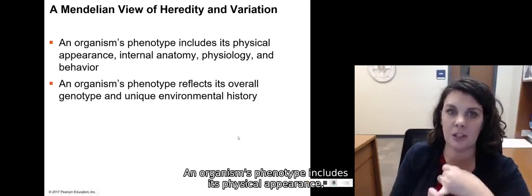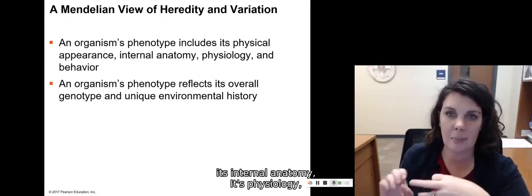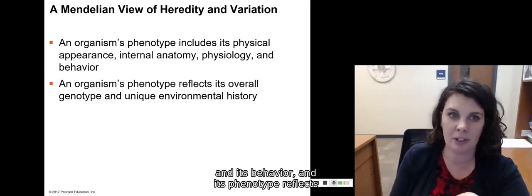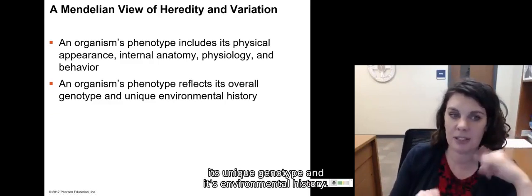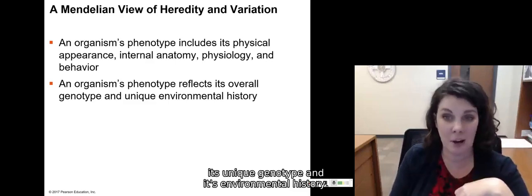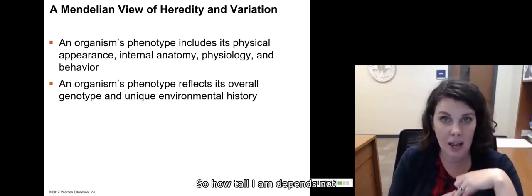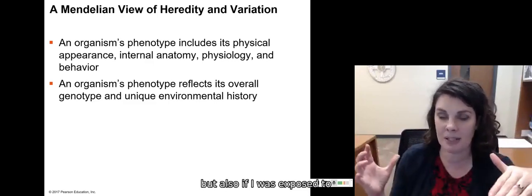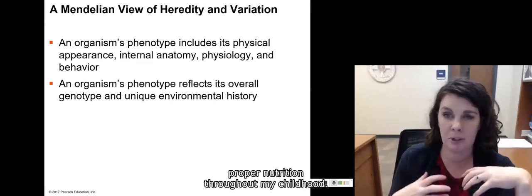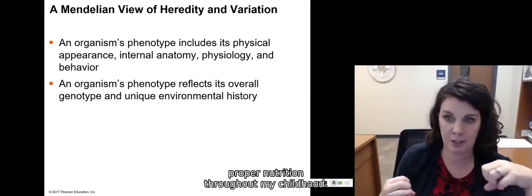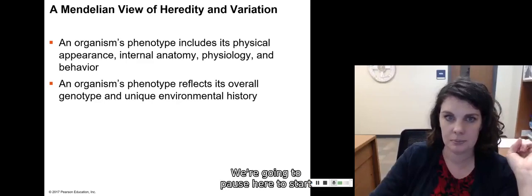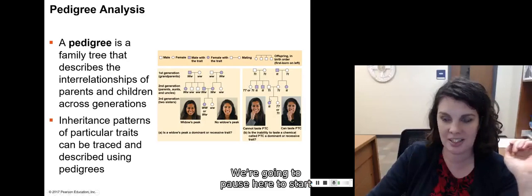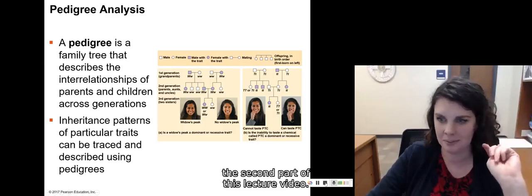So an organism's phenotype includes its physical appearance, its internal anatomy, its physiology, and its behavior. Its phenotype reflects its unique genotype and its environmental history. How tall I am depends not only on the genes that I have, but also on whether I was exposed to proper nutrition throughout my childhood. Okay, we're going to pause here to start the second part of this lecture video.